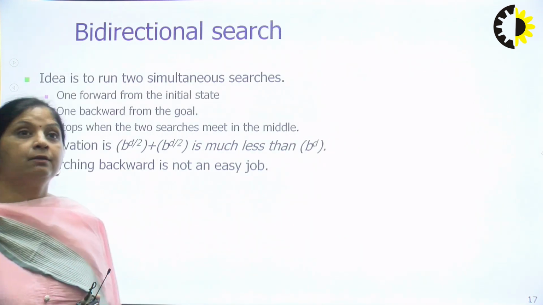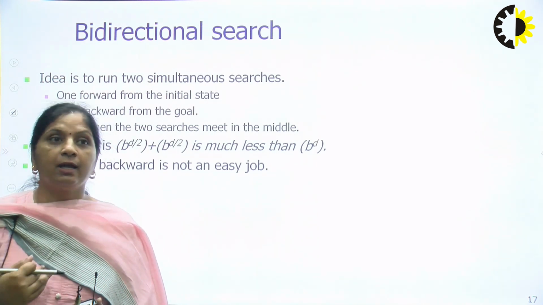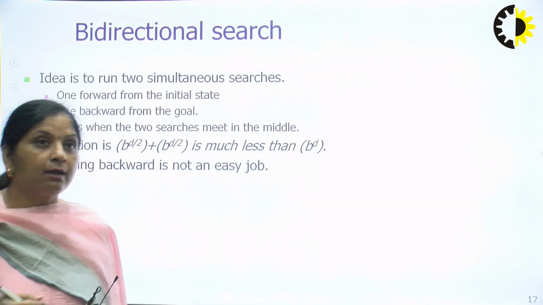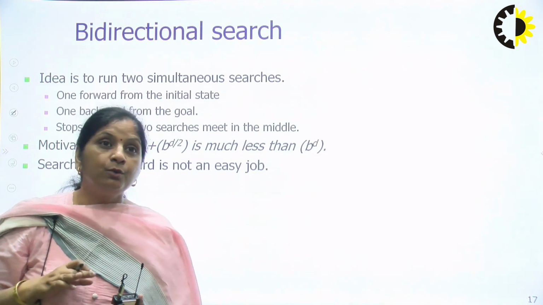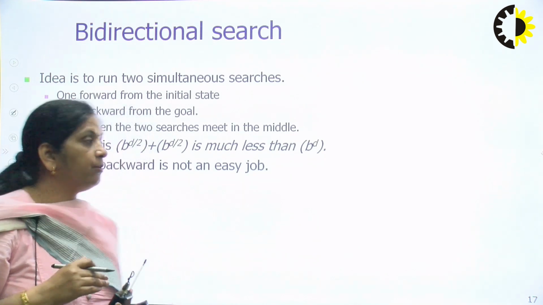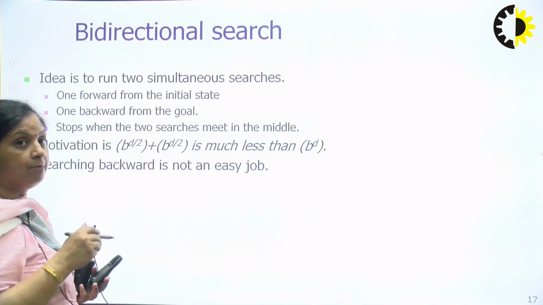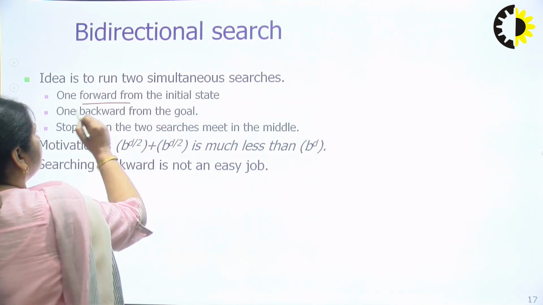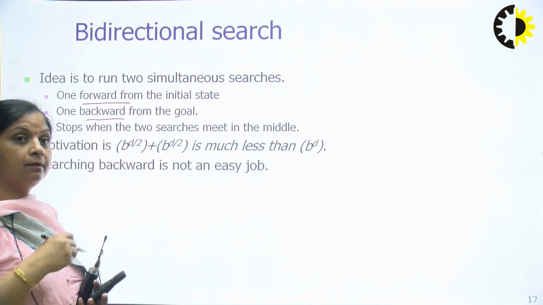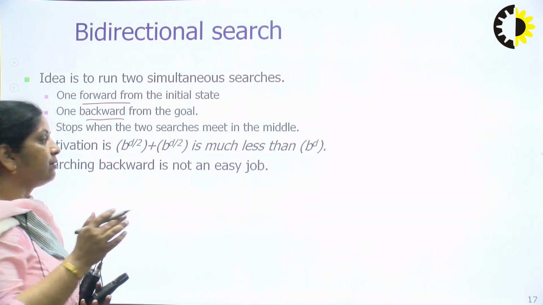Now the last point, bidirectional search. We have discussed depth first search and breadth first search. Okay, now what else can we do? We can run two simultaneous searches, one backward, one forward. So that is bidirectional search. The idea is to run two simultaneous searches, one forward and one backward. So we'll start searching from the start node, that is the source, and the goal also, and we'll meet somewhere in between.